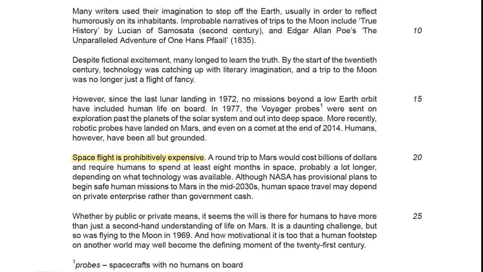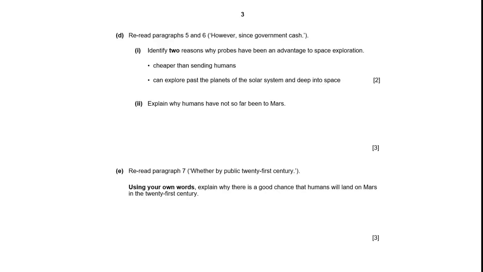So the first thing I've highlighted is that space flight is prohibitively expensive. So of course the implication here is that by using probes, it is indeed far cheaper than sending humans. And the other answer I've highlighted is the fact that using probes allows exploration past the planets of the solar system and out into deep space. So of course that is another advantage. So quite simply, for my 2 marks, I have put down that it is cheaper than sending humans and they can explore past the planets of the solar system and deep into space. Remember, these overly lengthy sentences are not required, just 2 bullet points.